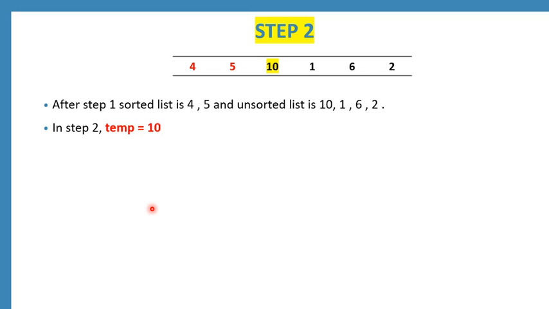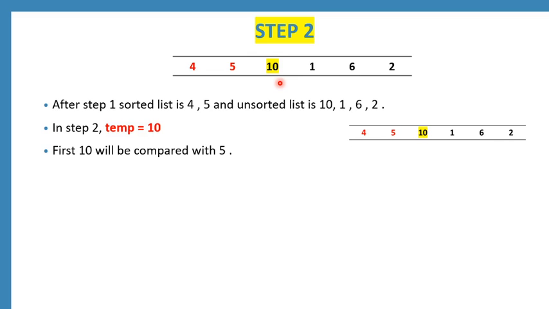Before starting step 2, we will quickly see that our sorted list is 4 and 5, and the unsorted list is 10, 1, 6 and 2. Now we will update the temp also. The value of temp will be 10. Okay, now first case, 5 will be compared with 10.